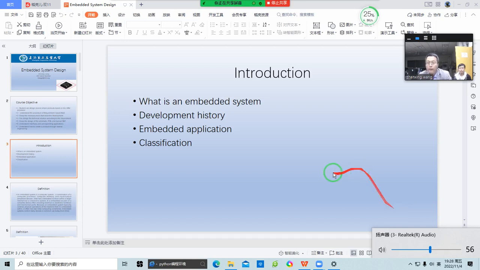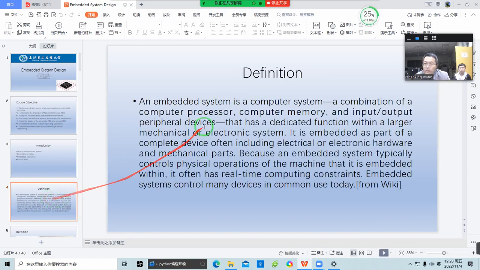Okay. Then we will teach what an embedded system is. This definition is adapted from Wiki. After I introduce the definition, I will illustrate this concept with some pictures. An embedded system is a computer system. First, it is a computer system.